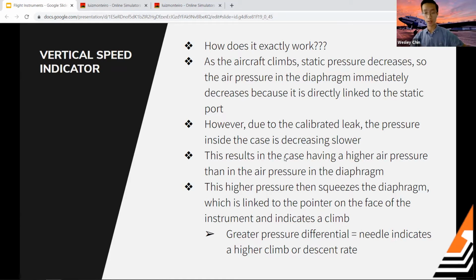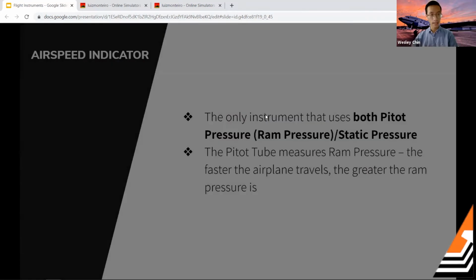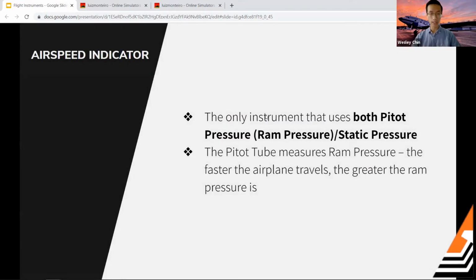So now that you've got this difference in pressure, the higher pressure will then squeeze the diaphragm, and the diaphragm is mechanically linked to the pointer on the face of the instrument, and you'll now indicate a climb, right? And it's the exact opposite for a descent. And if you have a greater pressure differential, the needle will then indicate a higher climb or descent rate. So that's the VSI. And the last one we'll talk about is the airspeed indicator, right?